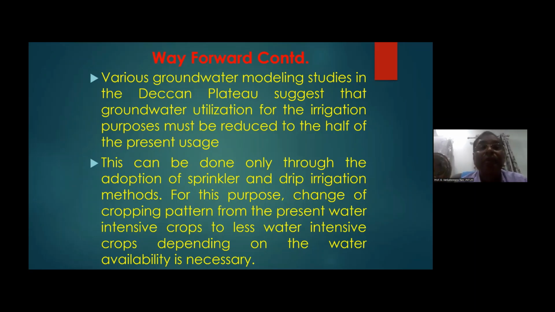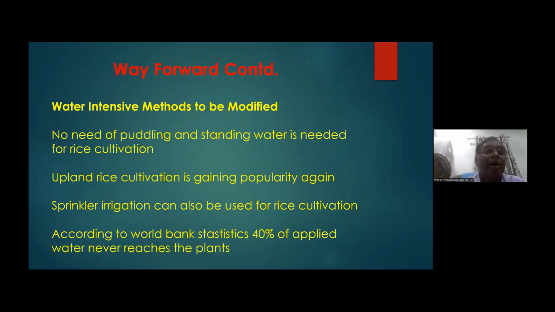Water intensive methods are to be modified. Even at ICRISAT, they said you can irrigate rice even with the sprinkler method. Upland rice cultivation is gaining popularity again. Earlier we did not do it, but with less availability of water, you broadcast the seeds with a moderate moisture, then they will grow and we can irrigate now and then. That is called upland rice cultivation, because rice takes a lot of water. Sprinkler irrigation can also be used for rice cultivation.